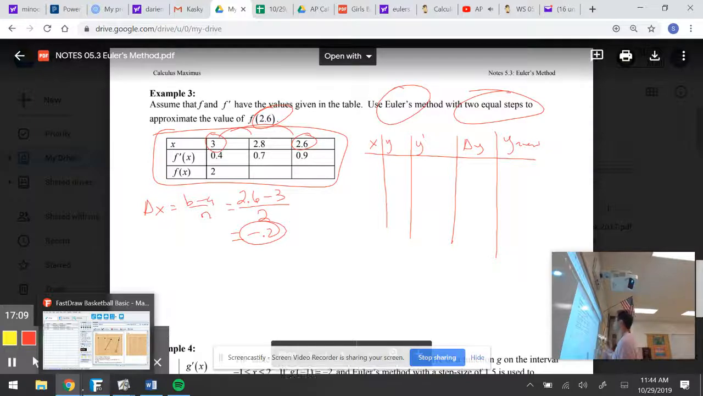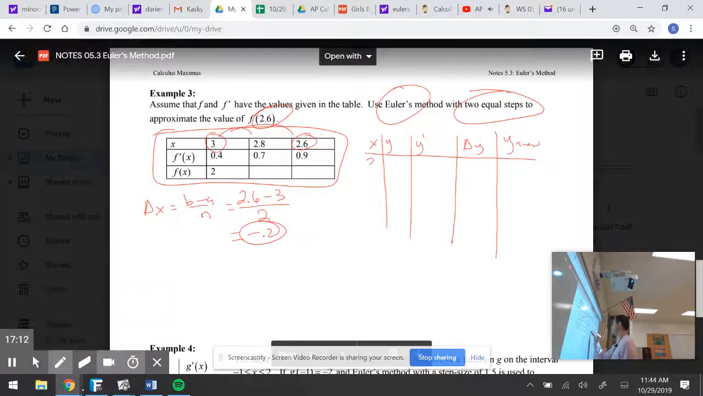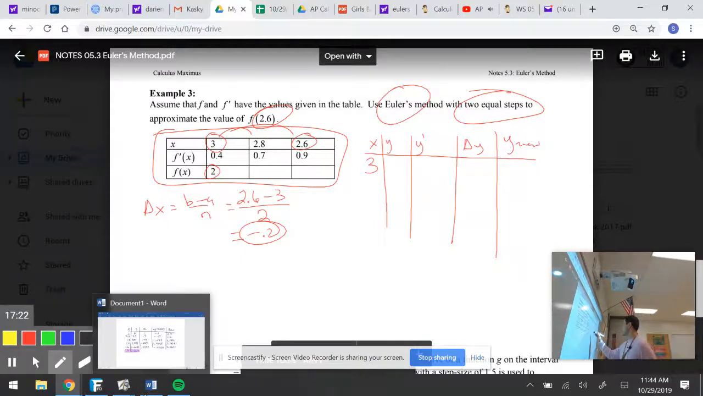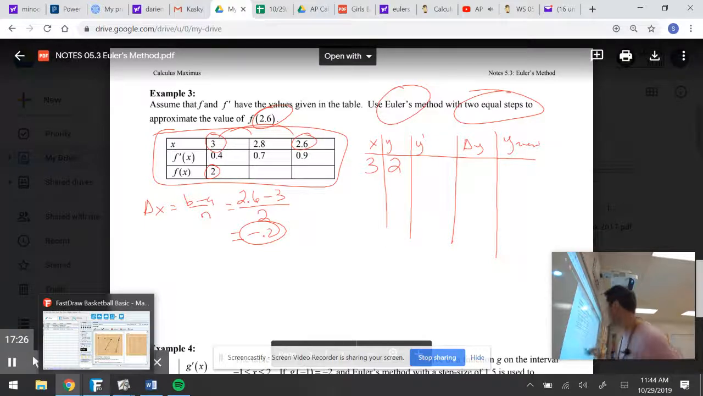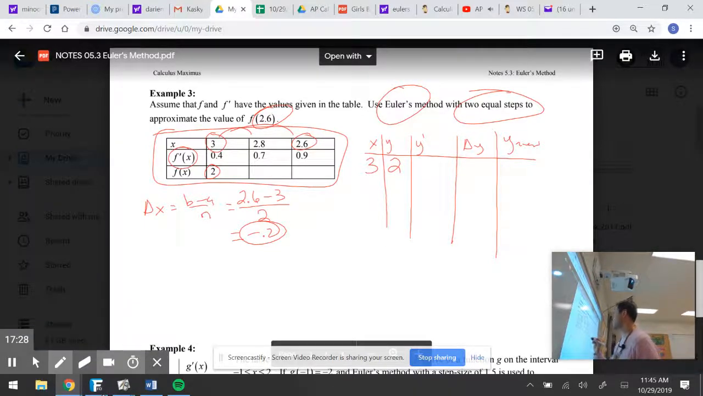All right, should have enough to get going. So we start at 3 comma what? Oh my gosh, what's the y? Oh, sweet. Holmes, it's right there on the table, right? Boom, that's y. So it's 3 comma 2. Well, what is y prime? Y prime, oh, they gave that to me too, right? Y prime is the derivative at 3, so it's just 0.4.